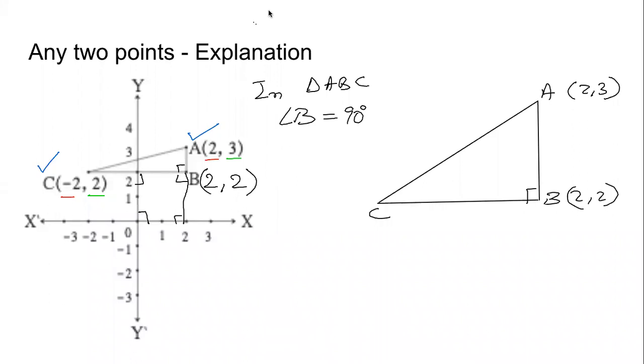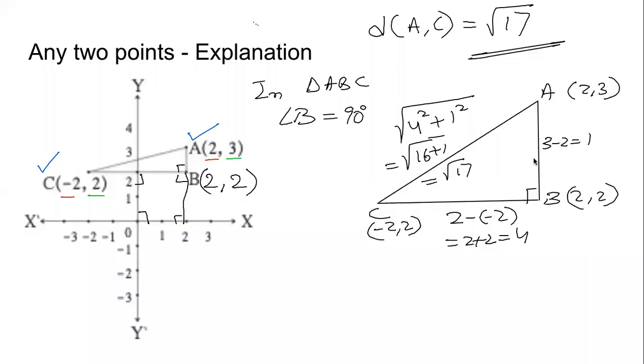Very good. Correct answers. So x coordinate is same. That means the line is parallel to the y-axis. So all we have to do is y2 minus y1. It is square root of 17.